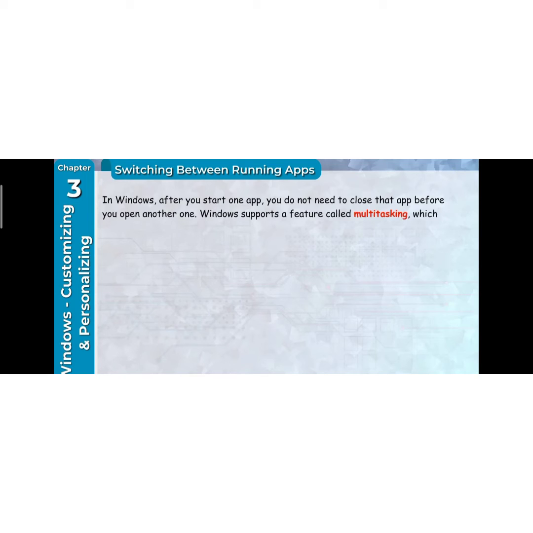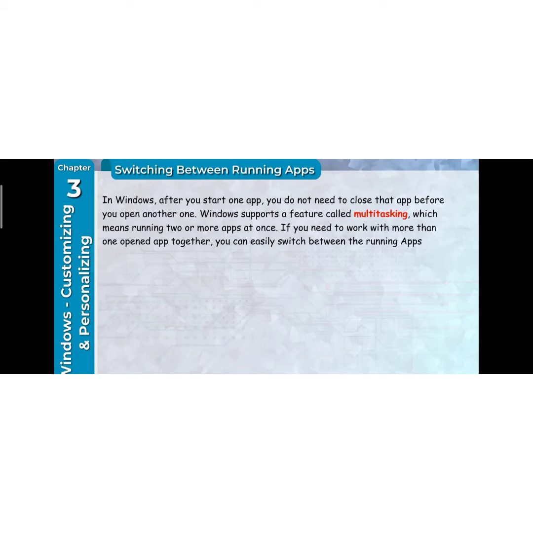Now next we will cover switching between running apps. In Windows 10, after you start one app, you do not need to close that app before you open another app. Windows supports a feature called multitasking, which means running two or more apps at once if you need to work with more than one opened application together. You can easily switch between the running apps using either the taskbar or the task view.